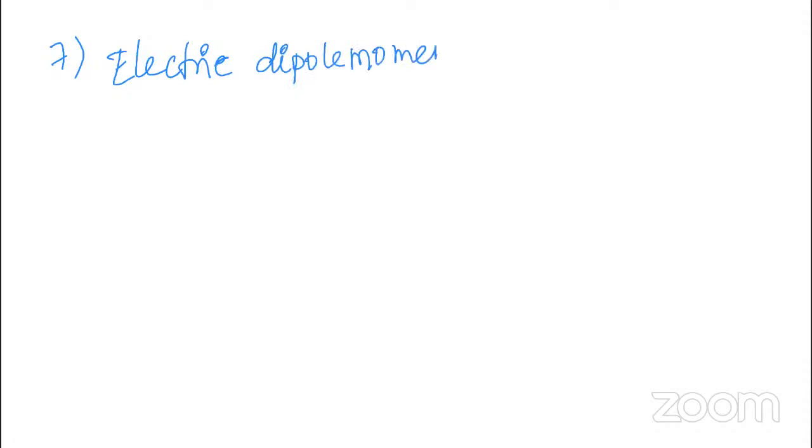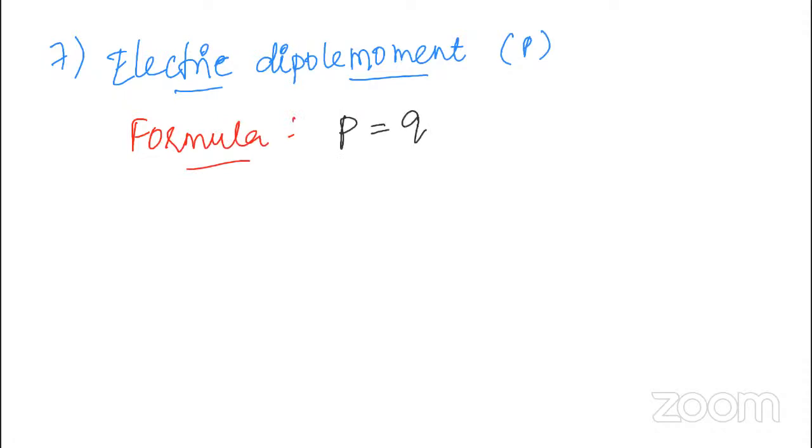Next, electric dipole moment. Electric dipole moment is represented by the letter P. Now write the formula, that is P is equal to Q into 2D.